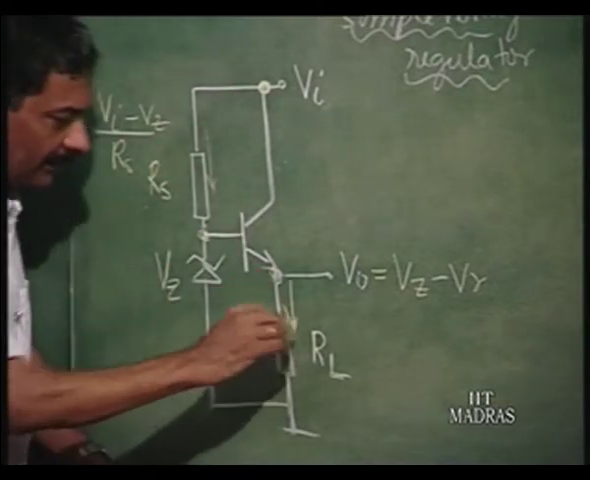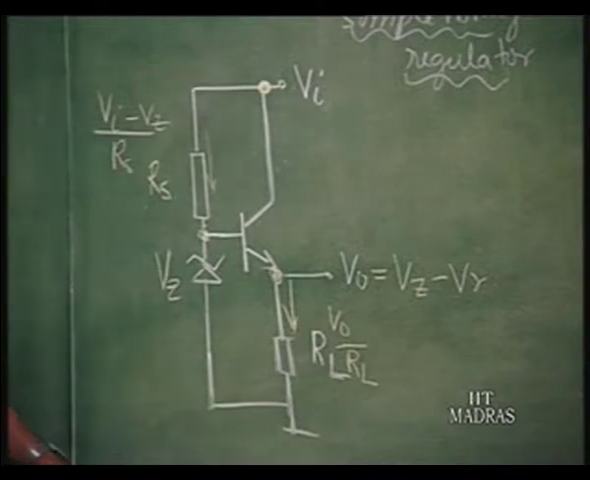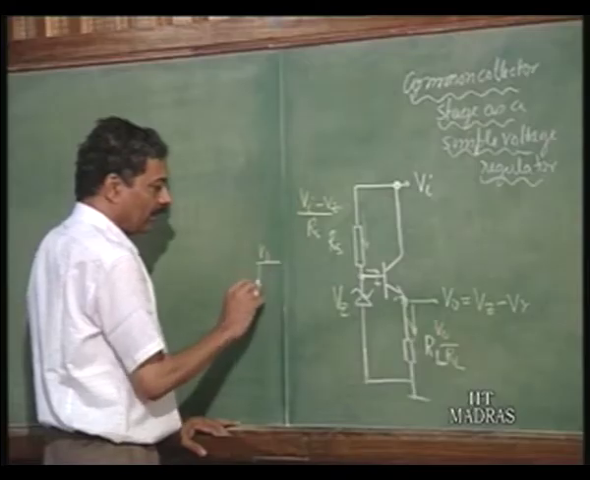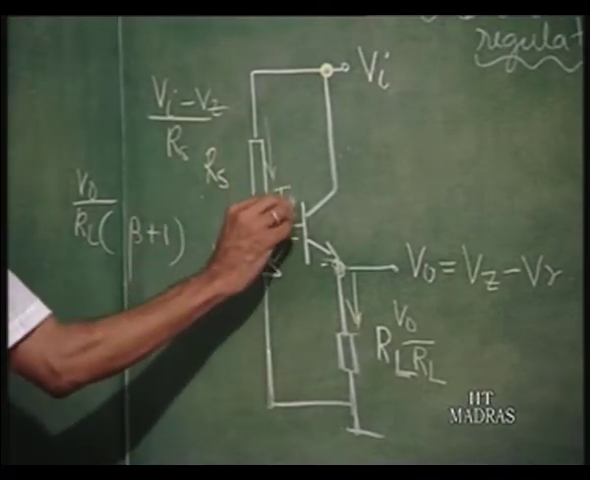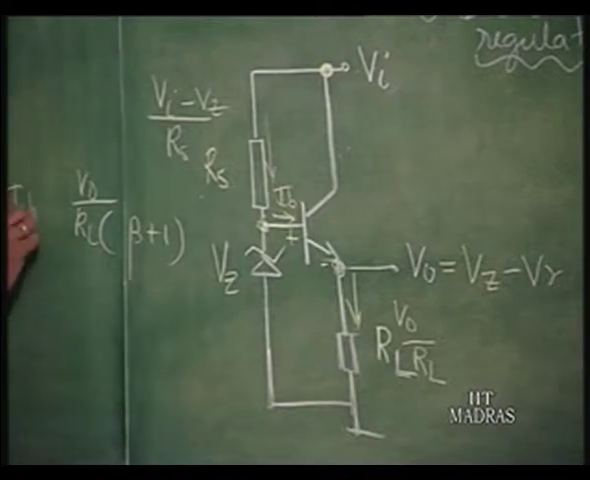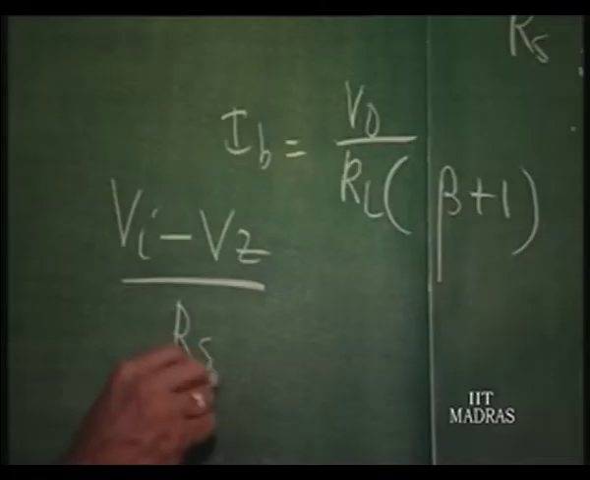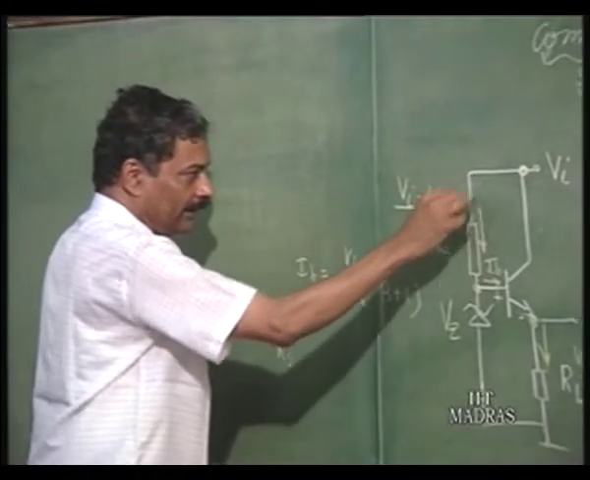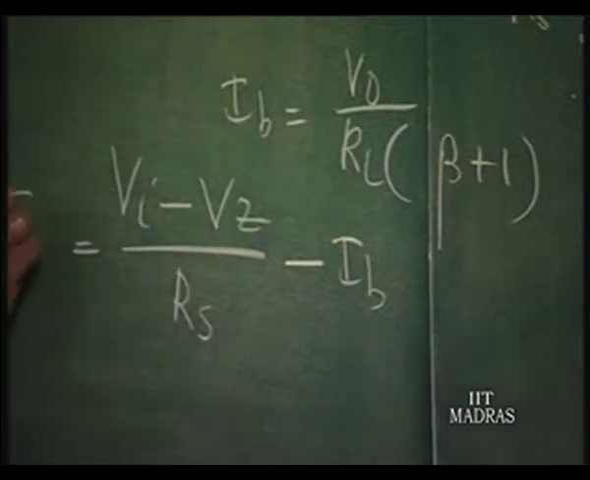Of course, as this load current changes, the load current is going to be V naught divided by RL. What happens? As this changes, V naught by RL changes, because this is what is delivering the load current. So, the base current of the transistor is V naught by RL divided by beta plus 1, that is the emitter current. So, this is the base current. So, Vi minus Vz divided by Rs, that is the input current to the Zener. Out of this, the base current is removed. So, this is really the Zener current.